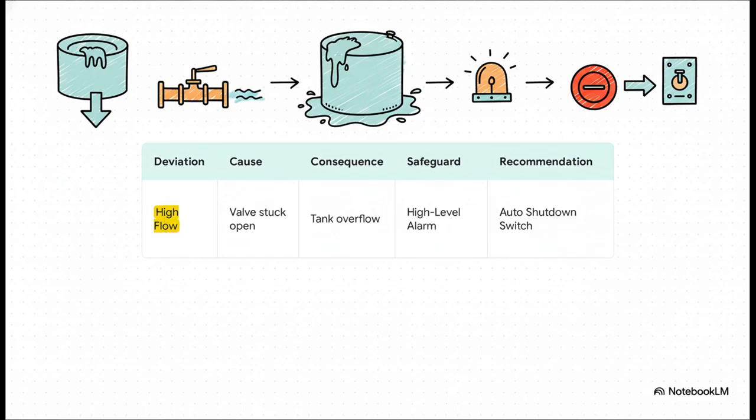And what's the consequence of that? A tank could overflow and spill everywhere. So what safeguards do we have? We have a high-level alarm. But then you ask the important question, is that really enough? Maybe not. So the recommendation is to add an automatic shutdown switch. You see, it's this complete logical chain from a potential problem all the way to a concrete solution.